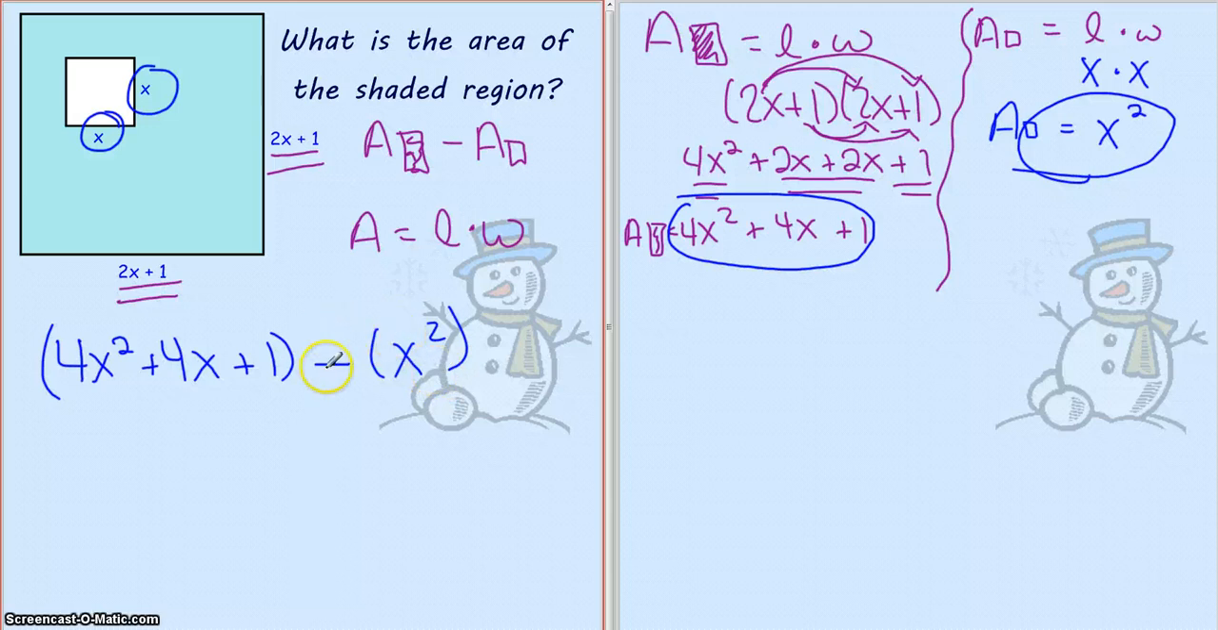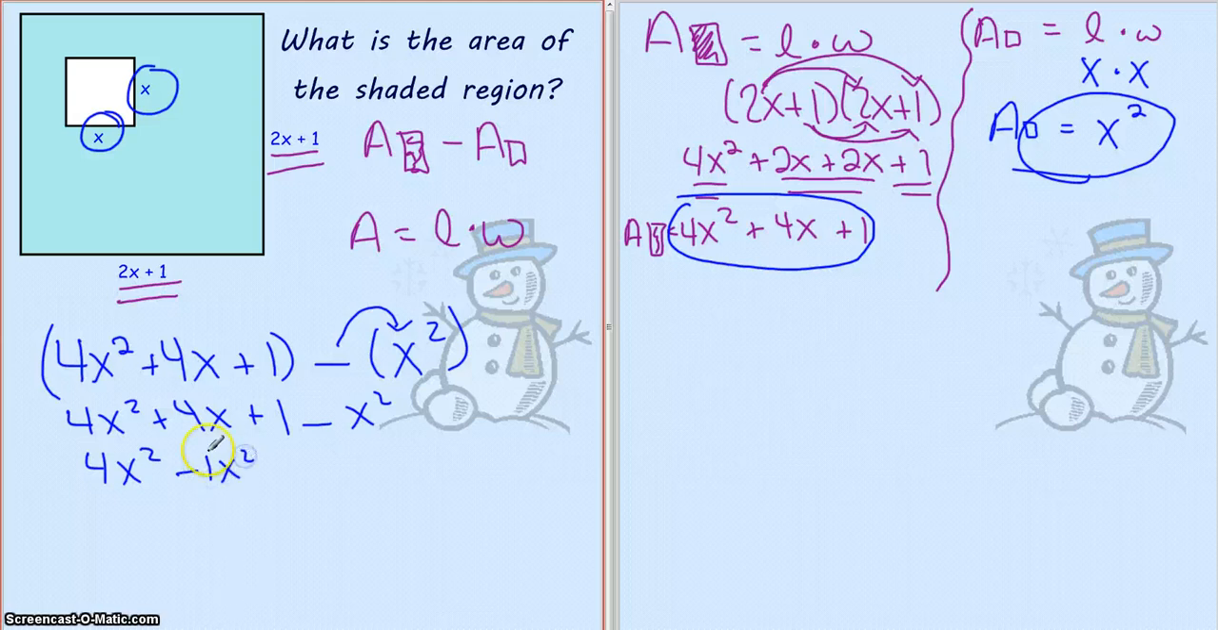You distribute your negative just like you would any other polynomial. So this is 4x squared plus 4x plus 1. Negative times positive makes negative. Rearrange them, so 4x squared. You have your other x squared, so I'm going to go ahead and put 1 so that you have your visual on that x squared is 1. So I've got those, plus 4x, plus 1.